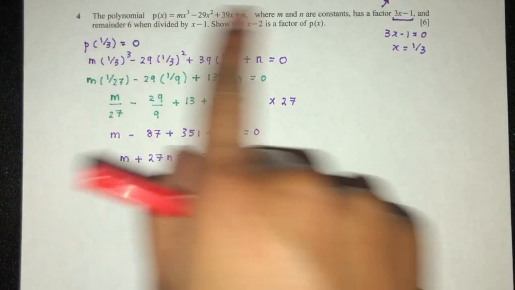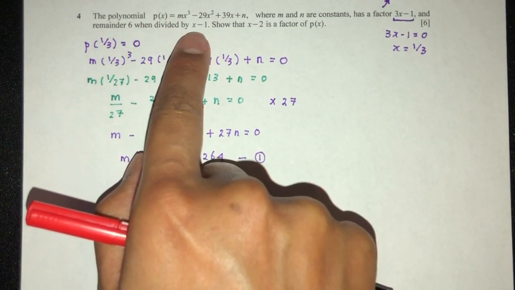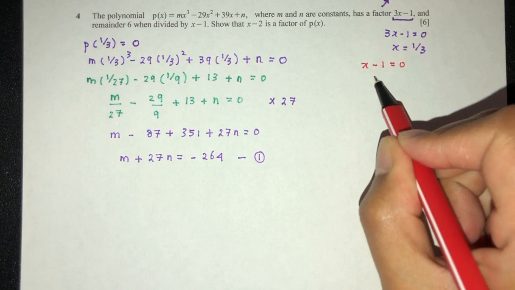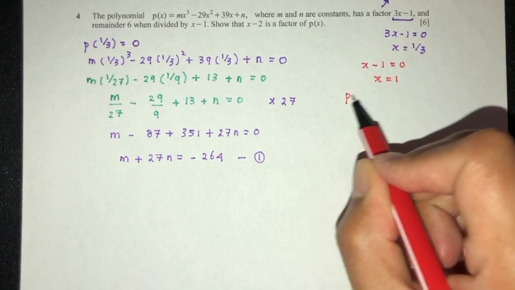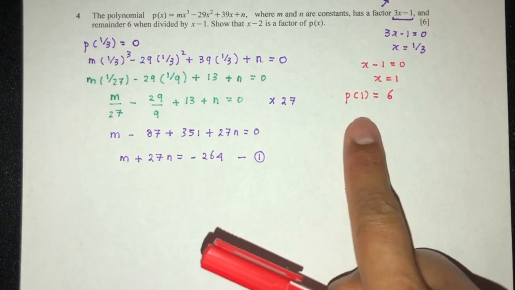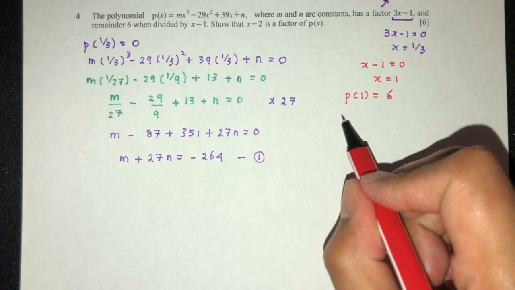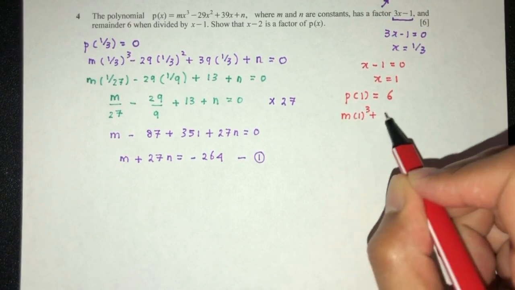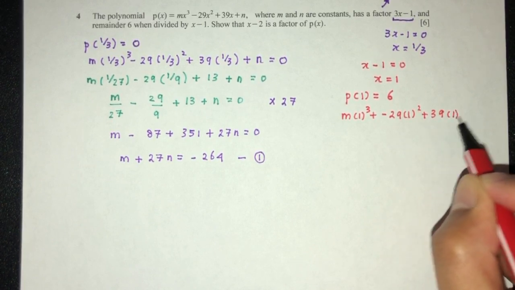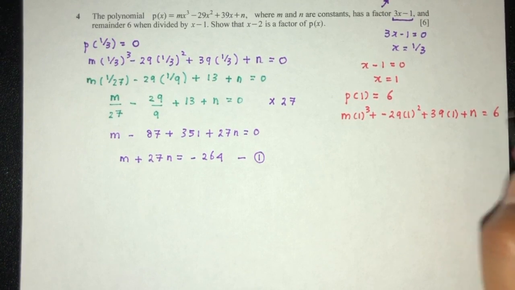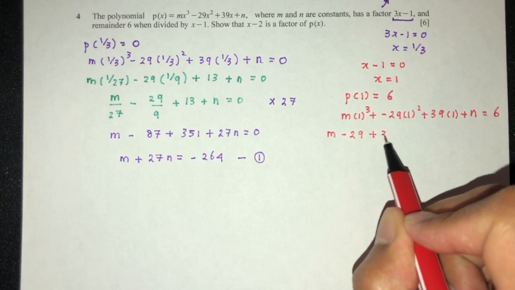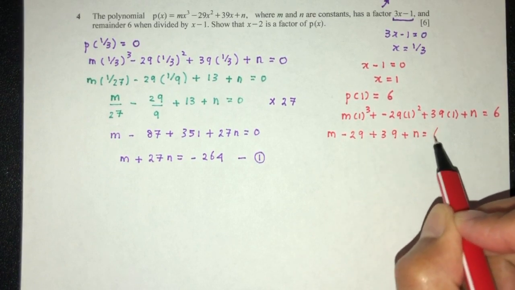Here we have, and we have a remainder of 6 when we divide by this. Now when you divide by x minus 1, we equate that to 0. X, the value will be 1. So it means that when p takes in the value of 1, the remainder will be 6. That's what it means. Now we replace back in the main equation. Let's see what happens. It will be m times 1 cubed, minus 29 times 1 squared, plus 39 times 1 plus n has to be 6. Now simplify. That will be m minus 29 plus 39 plus n equal to 6.